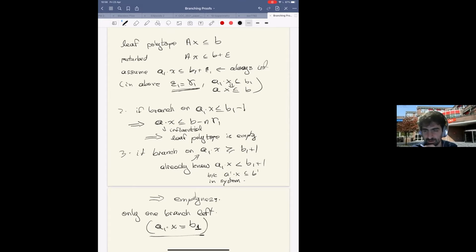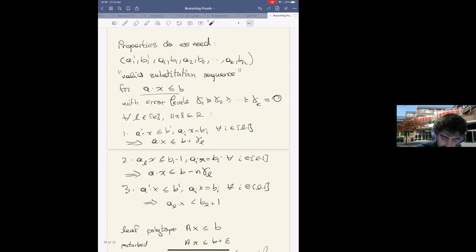But this allows you to recurse, because this definition is recursive. It says that once you've learned some inequalities, the same pattern repeats again. I have a new inequality that I can use, like A2. I branch on A2, and then I'll have 3 choices for A2, two of which will be empty, and the third one corresponding to learning an exact equality.